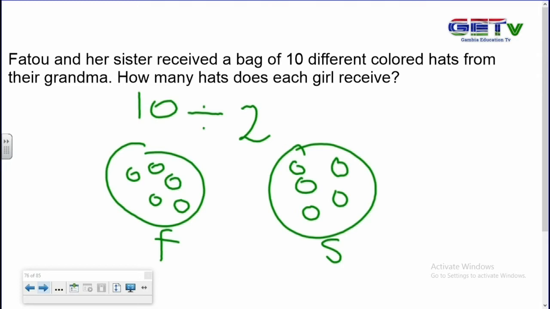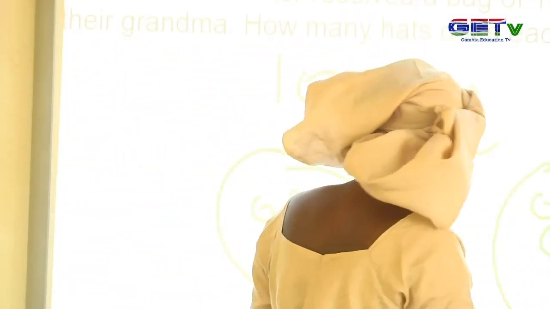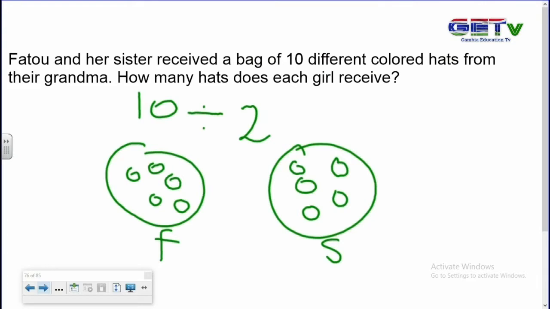Now let's count 1, 2, 3, 4, 5, 6, 7, 8, 9, 10. Fatu will have 5 and the sister too will have 5. So 10 divided by 2 is the number of hearts each is going to receive, and that is 5.